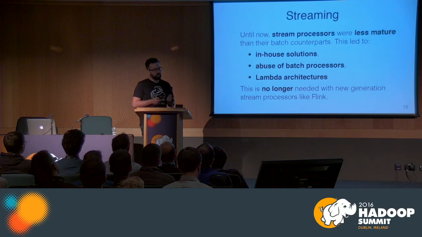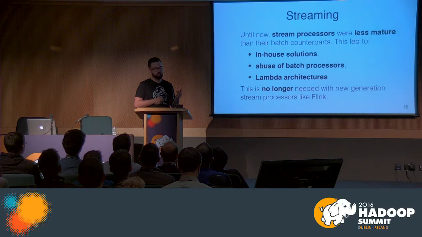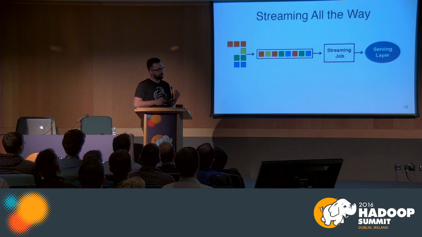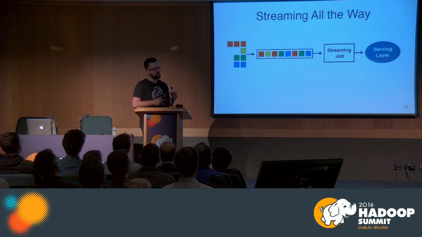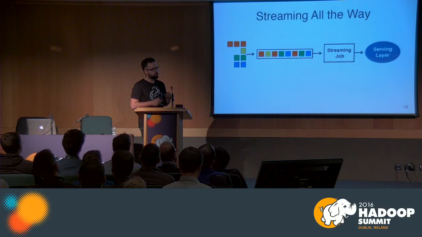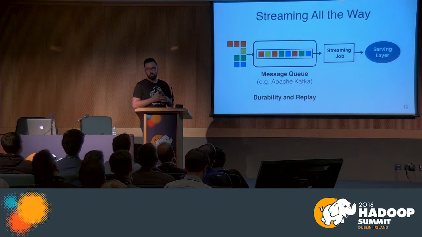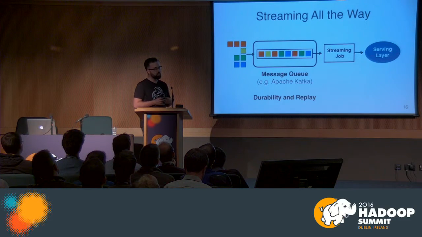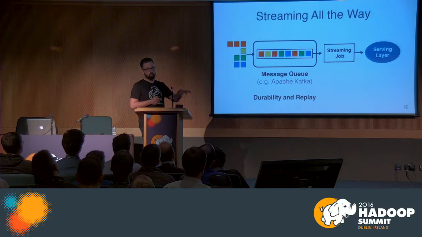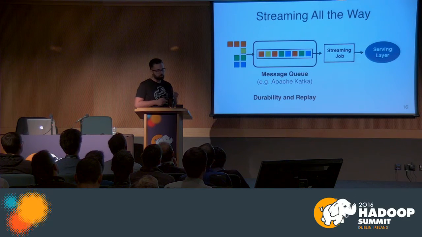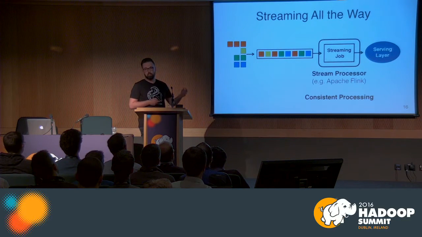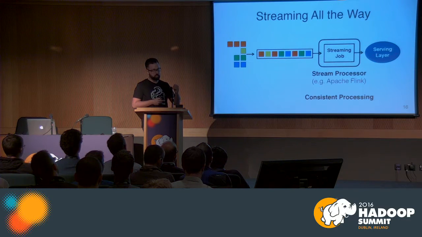Now, I don't think that this is the case anymore. We have a new generation of stream processors like Flink, which are very well suited for the job. And if we can really go streaming all the way, this will also simplify the architecture. So we replace the storage and scheduling with a message queue. You can think about Apache Kafka, which is responsible to store the streams in a durable way and provide some kind of replayability. And then, of course, the stream processor, which is responsible to do the actual processing on your streams.